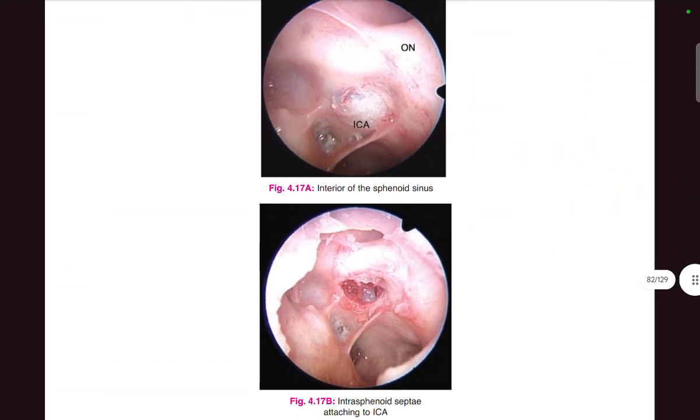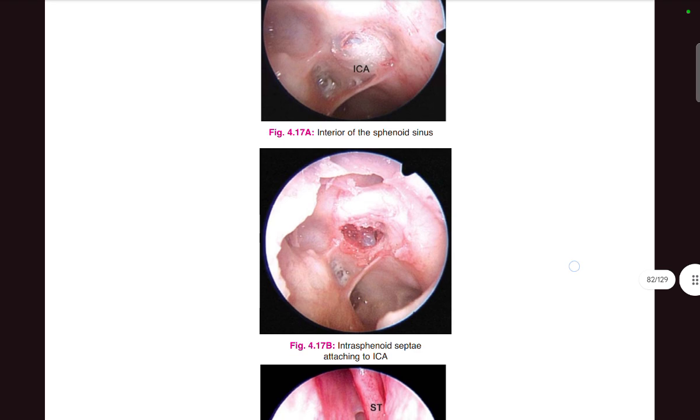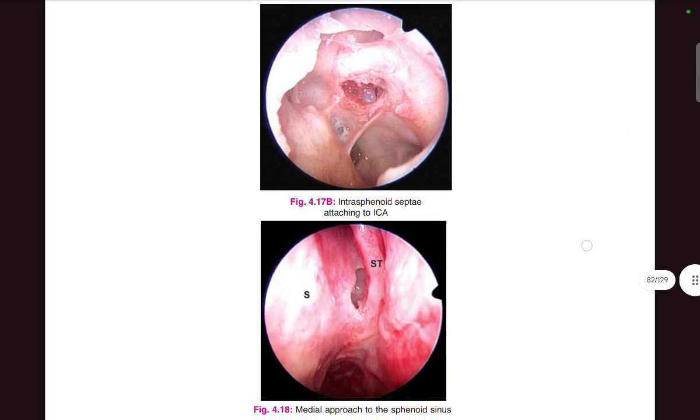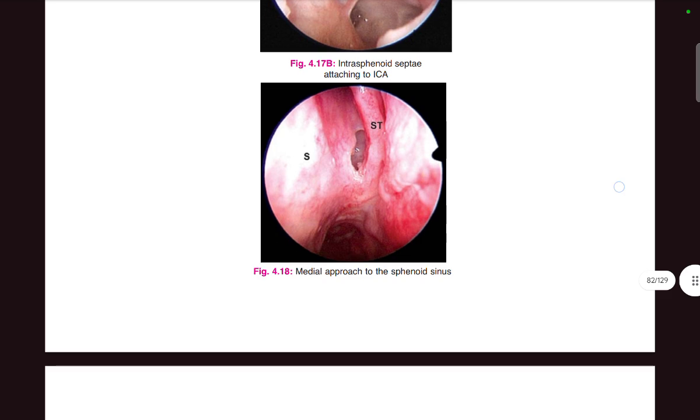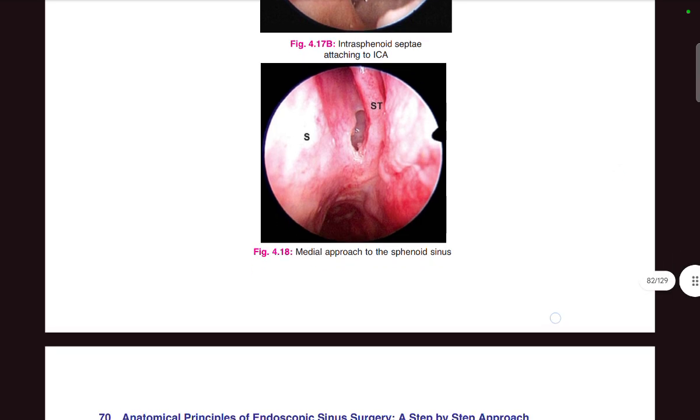Here we can see the interior of the sphenoid sinus, Onodi cells, and the internal carotid artery. Then we can see the intersphenoid septae attached to the internal carotid artery, and then the medial approach to the sphenoid sinus.